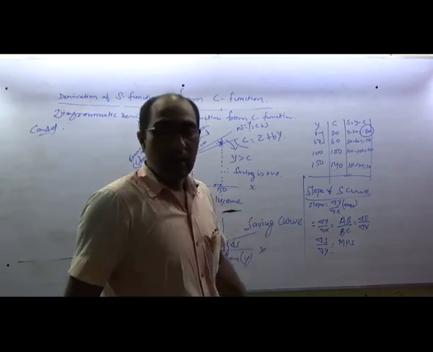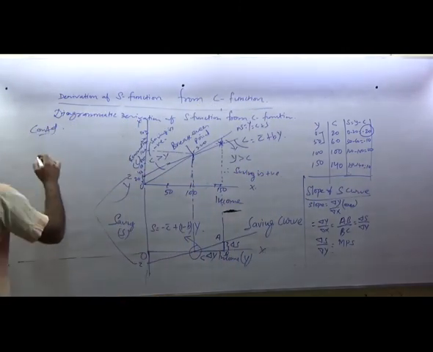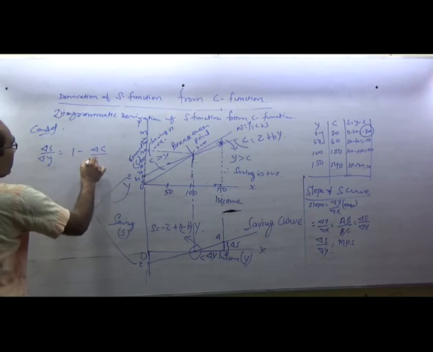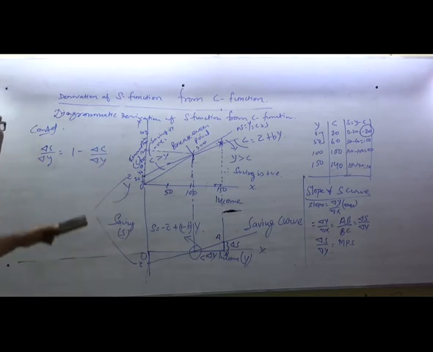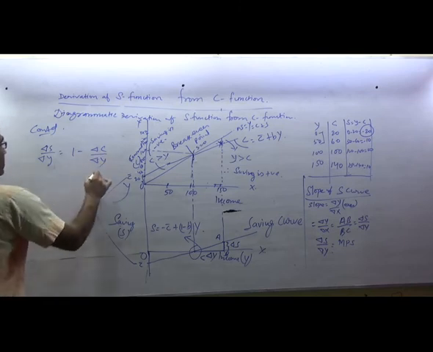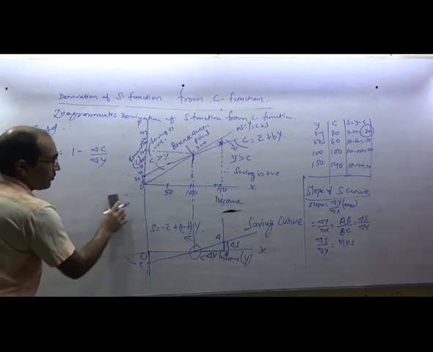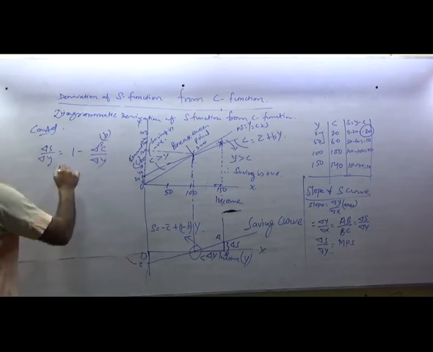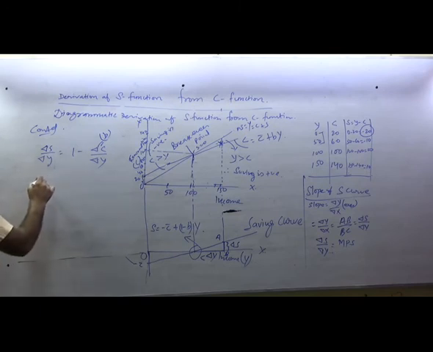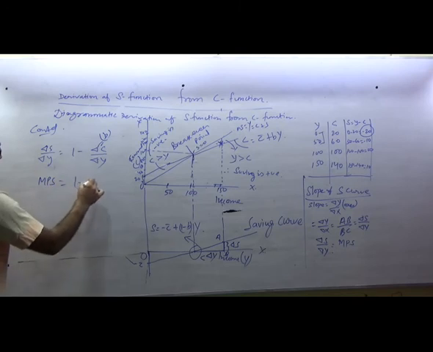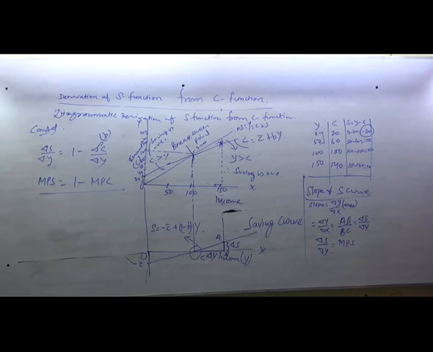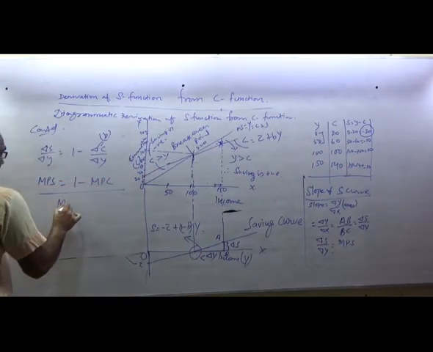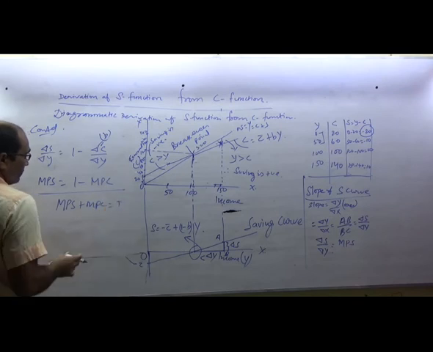Continuing with the equation, MPS equals delta S upon delta Y, equals 1 minus delta C upon delta Y. So MPS is equal to 1 minus MPC, or MPS plus MPC equals 1.